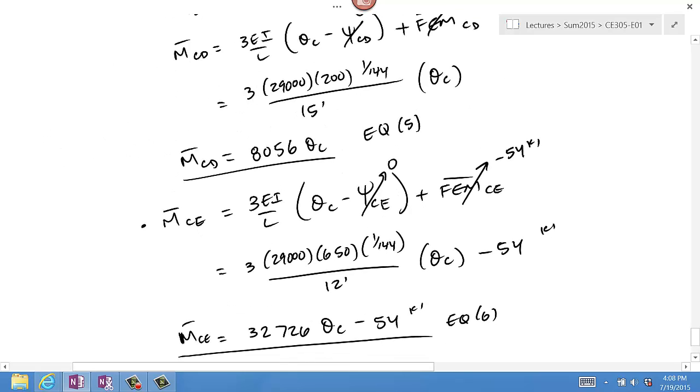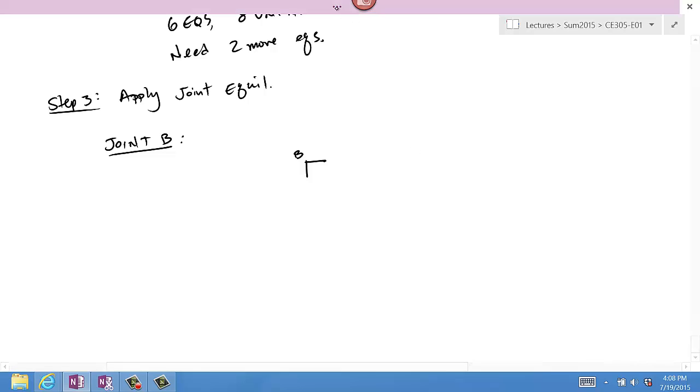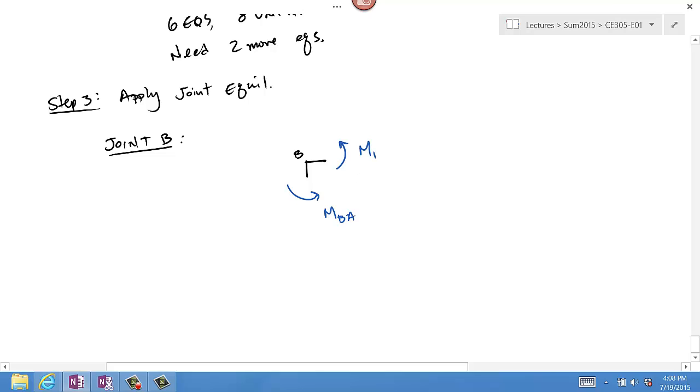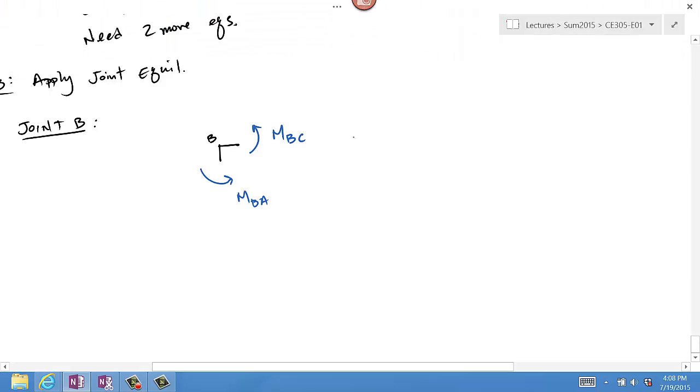So let's take a look at joint B. The joint looks like this, and the two moments will show up as counterclockwise. This is MBA and this is MBC. Taking sum of moments about joint B, setting them equal to 0, you get MBA plus MBC equals 0. This is equation 7, and this is one of your star equations.